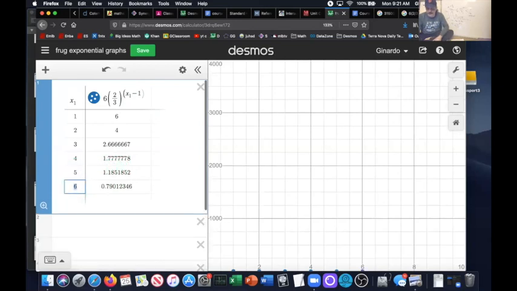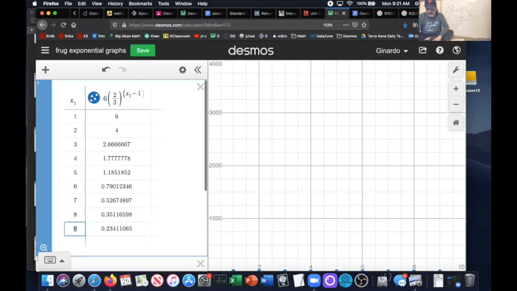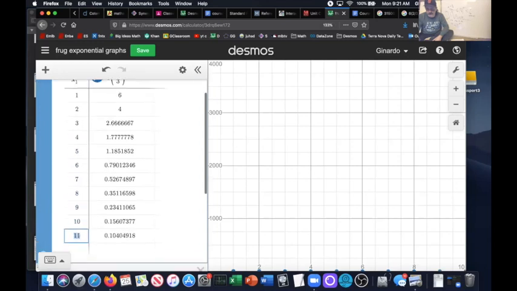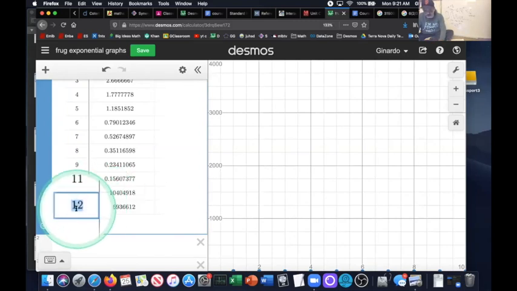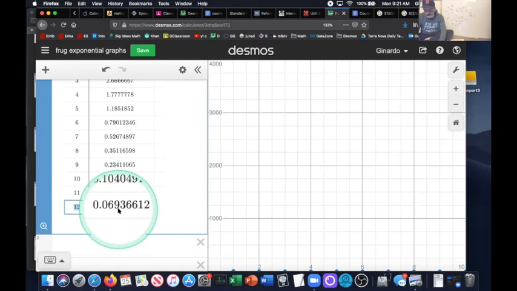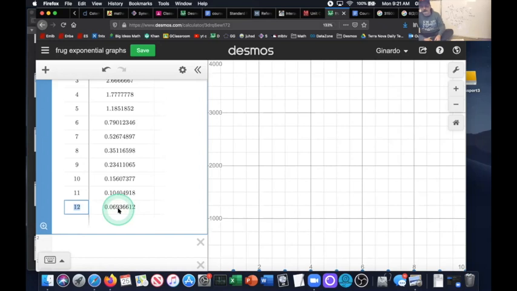All right, so let's see. Okay, still not there, still not there, still not there. We just got there. So the 12th bounce is when we're less than an inch. So when n is 12.